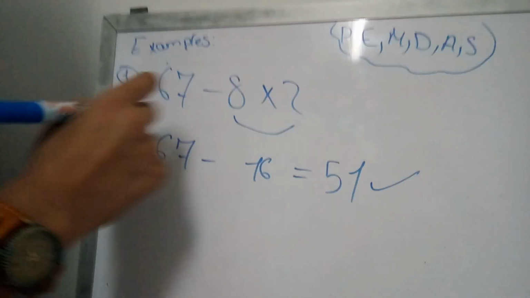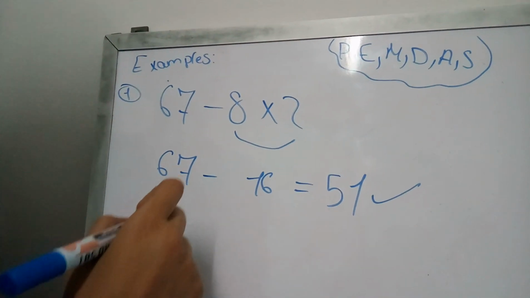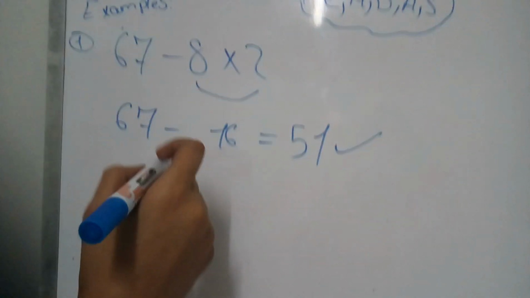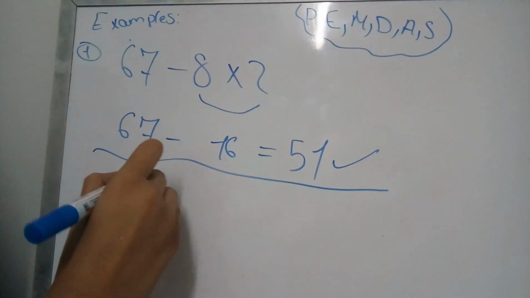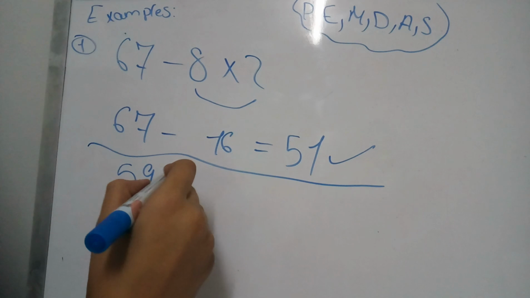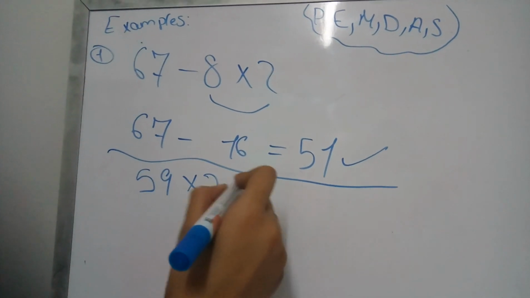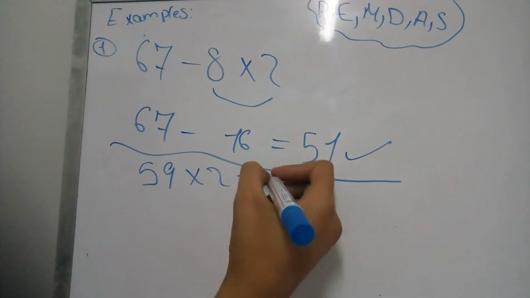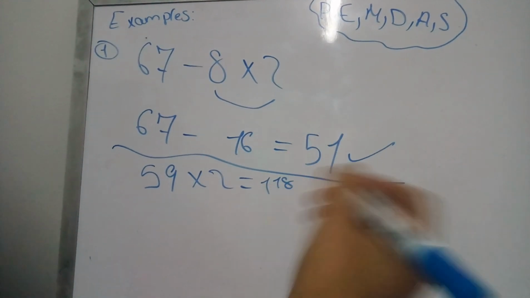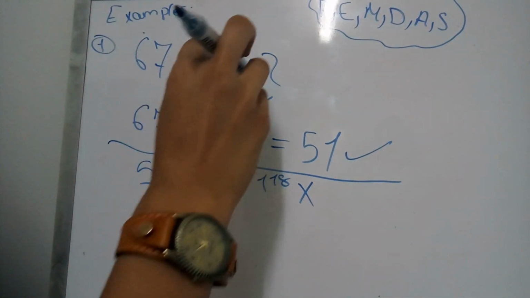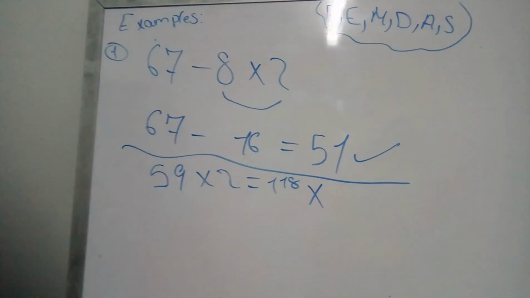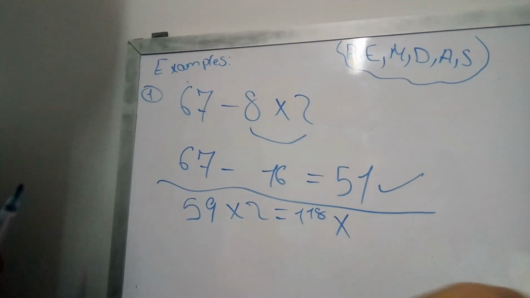Well, what will happen if we solve the subtraction first? Okay, we'll do 67 minus 8, which will be 59. Then 59 times 2. The answer will be 118. There's a big difference in the answer. This is the wrong answer. This is the right answer. We solve the multiplication before the subtraction.